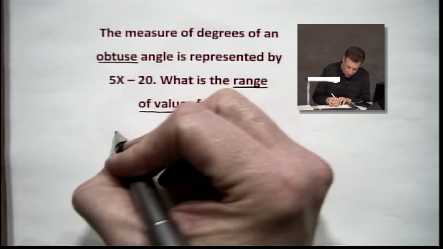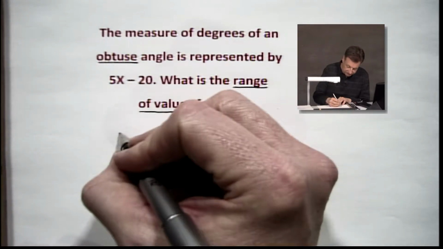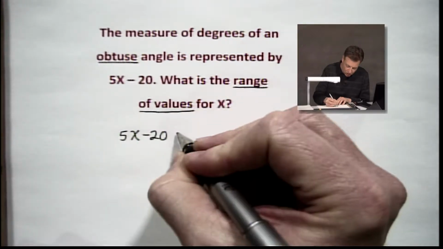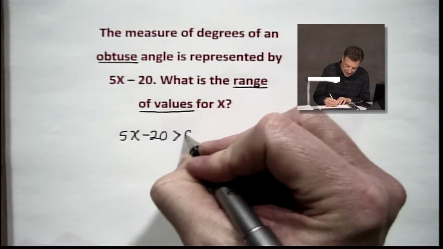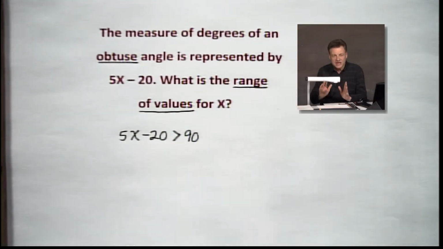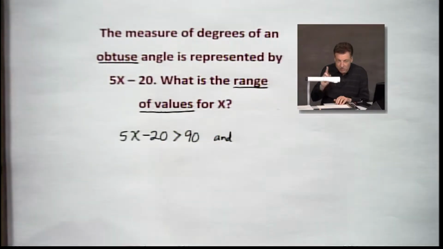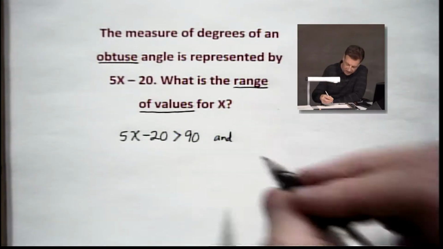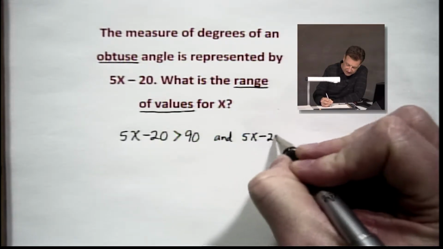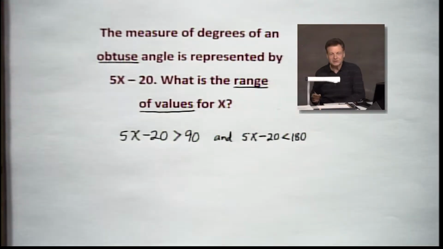First of all, we have said that 5x minus 20 is going to be greater than 90, because we want that to be a larger value than 90 degrees. So that's the first situation. Also, and I'm going to put a big "and" here because it's got to work both ways, we also want that 5x minus 20 to be less than 180 up there.